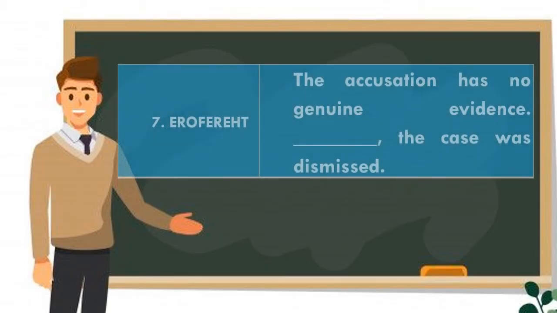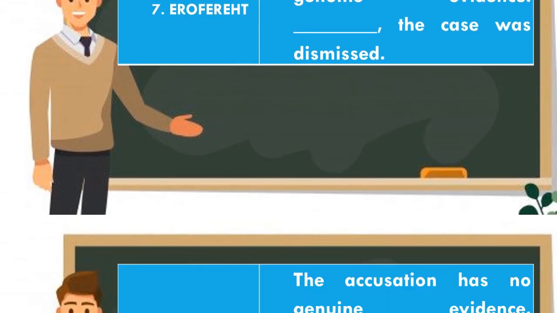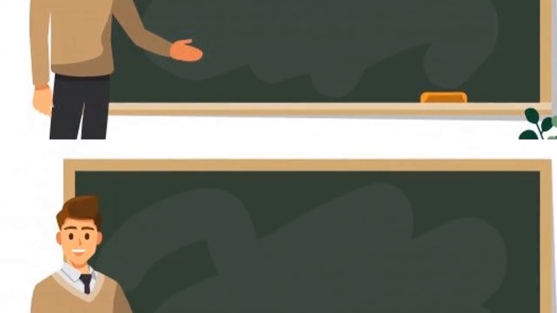Seven. E R O F E R E H T. Sentence: the accusation has no genuine evidence. Blank, the case was dismissed.